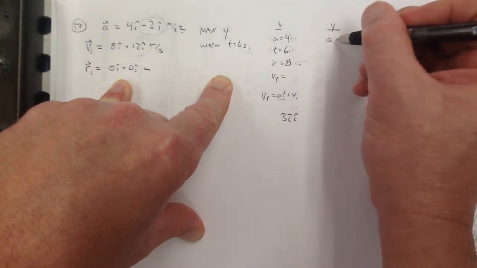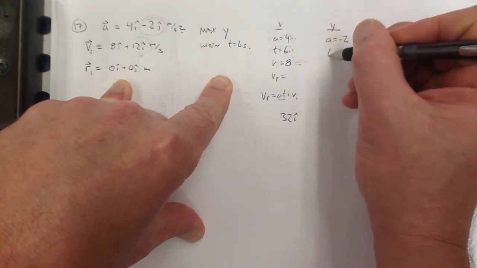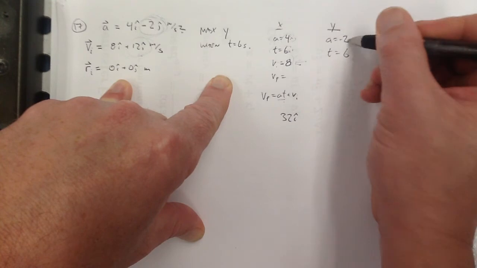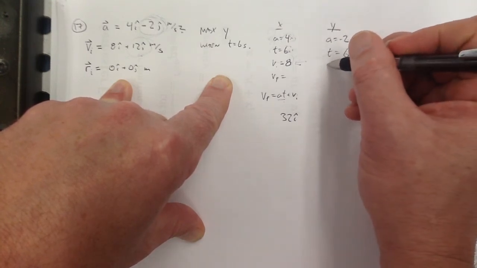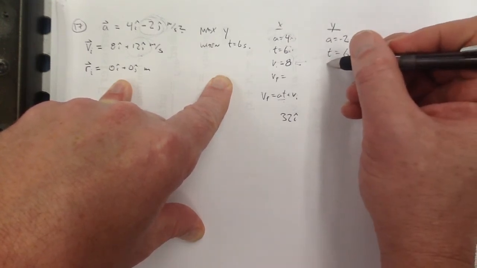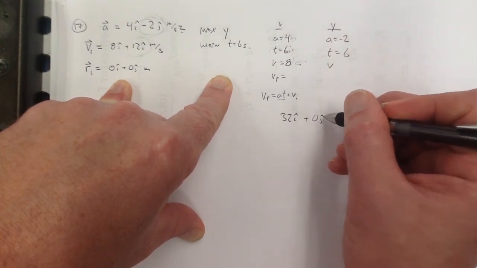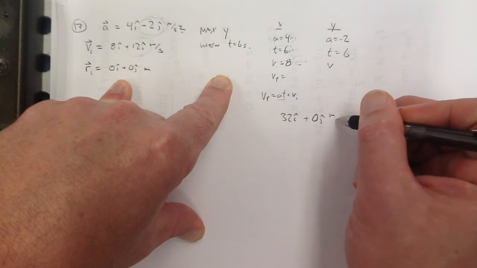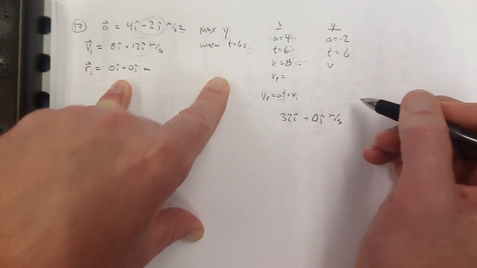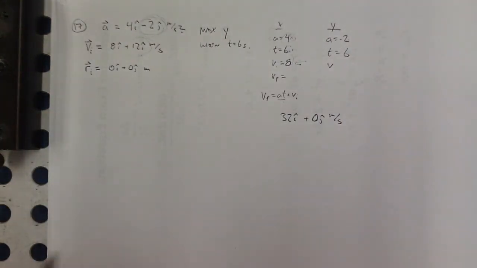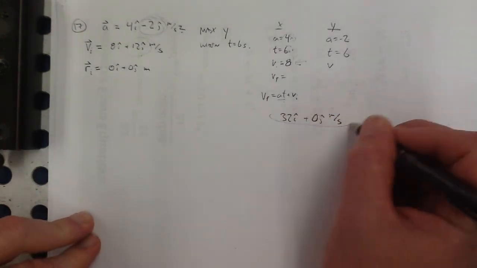And then we can write all this stuff out, but it's the same deal. For 6 seconds, it's going to subtract 2, and of course, what's the y component of the velocity? It's going to be 0, because that's why we're here, looking at time 6. So I do believe that that's the answer right there.